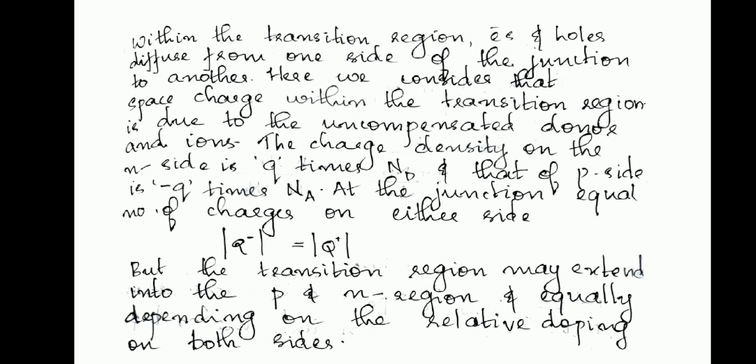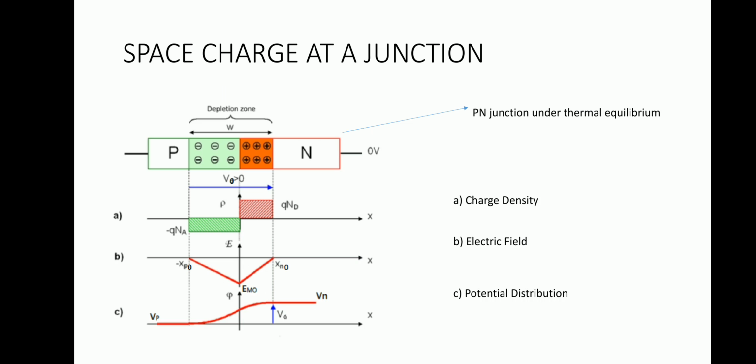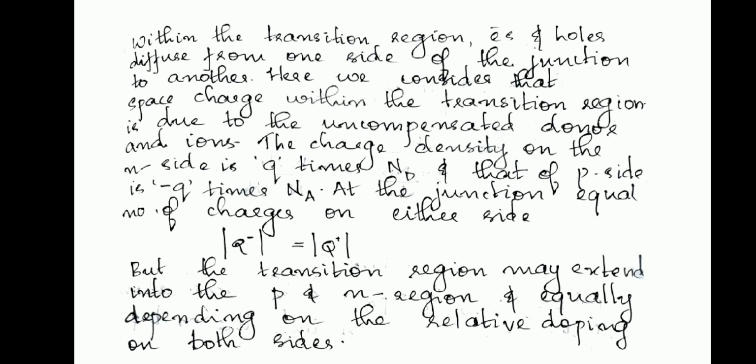And at the junction, there is an equal number of charges on either side. If there are 3 uncompensated electrons, then there should be 3 uncompensated holes. That means the charge carriers on either side of this junction are the same in number. Their charge direction is opposite, but their magnitude is the same. So we can write that the negative charge magnitude should be equal to the positive charge magnitude.